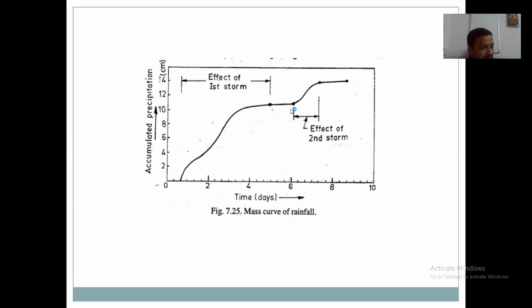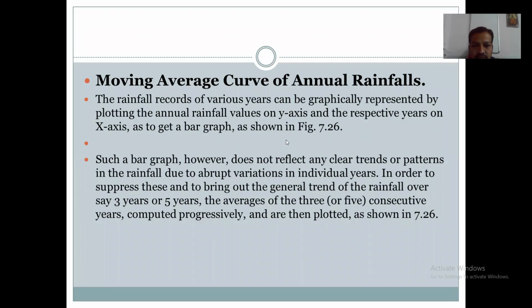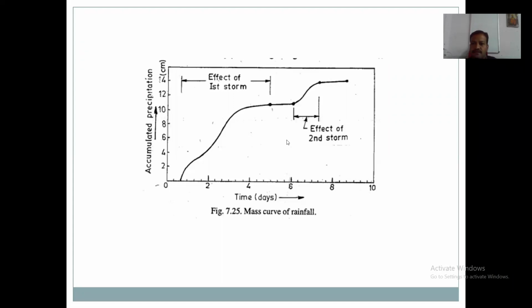Samala, how to draw this mass curve of rainfall. Any difficulty in this, please ask.